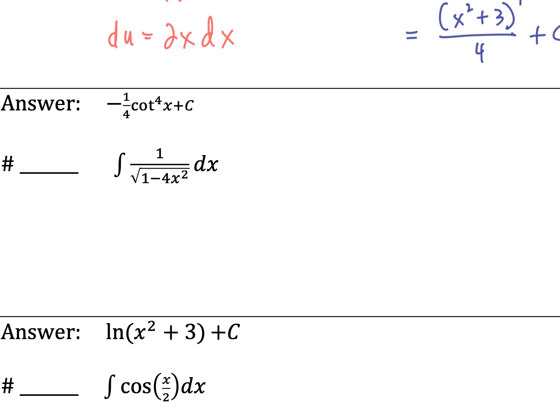Some you have to rewrite before you can even do U-substitution. So even if you wouldn't have thought of this, the whole point of doing these problems is to find situations that you wouldn't have thought of, but now that you've seen it, you will be able to do it for similar situations. Okay. So here, let's rewrite this.